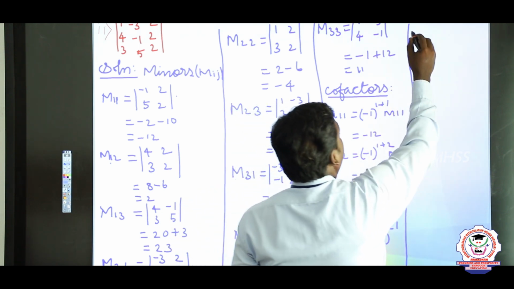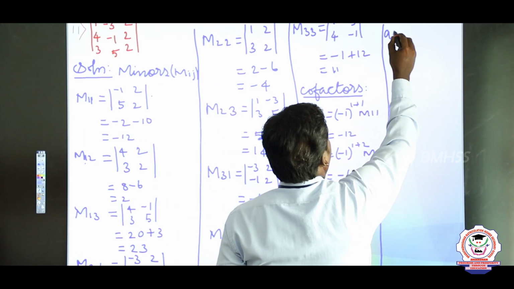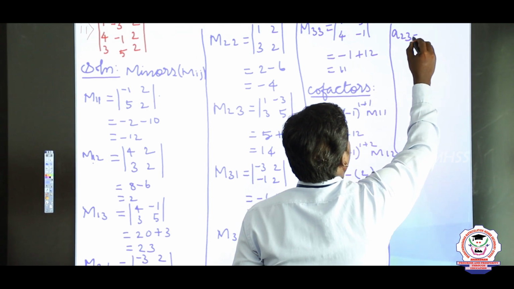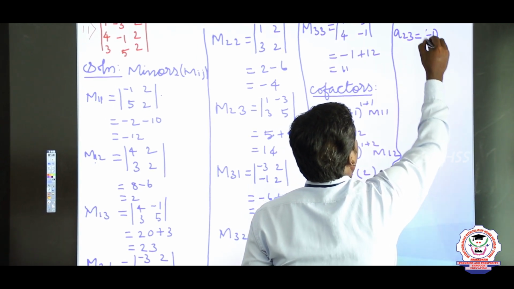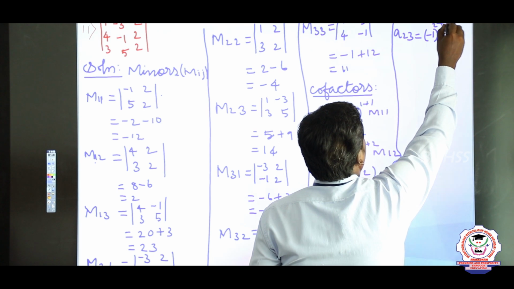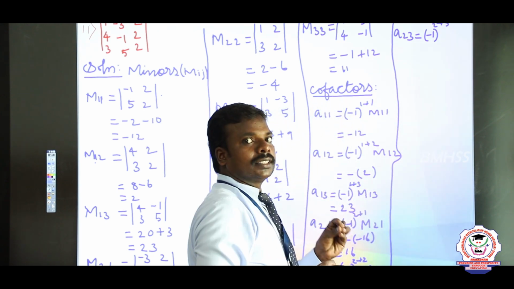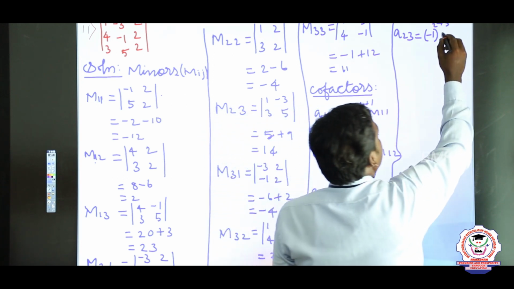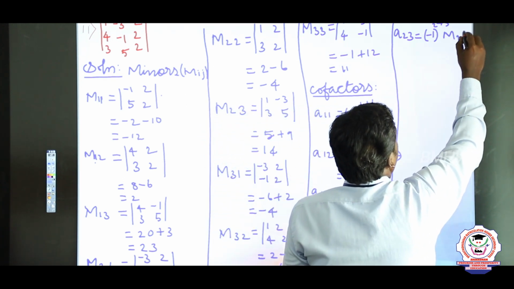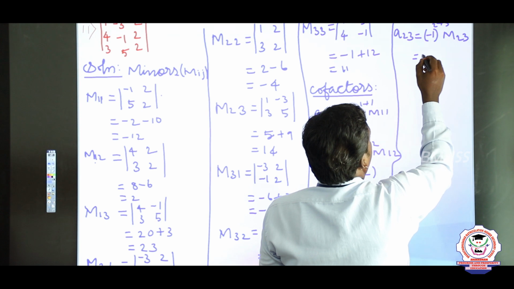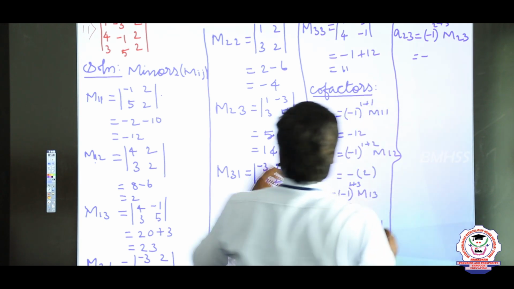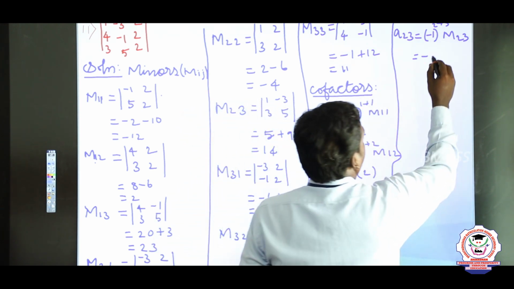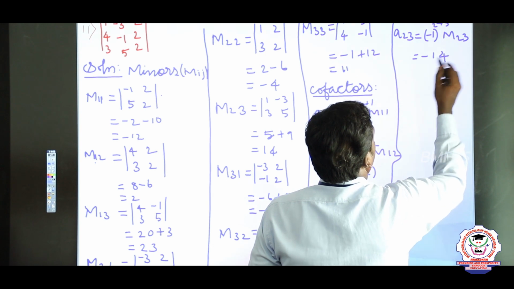Listen, next A23. A23 is equal to minus 1 whole power 2 plus 3. 2 plus 3 is what? 5. That is an odd number. If you get an odd number, you will get a negative sign. So into M23, minus into M23 value. What is it? Plus 14. So minus 14 is the answer.